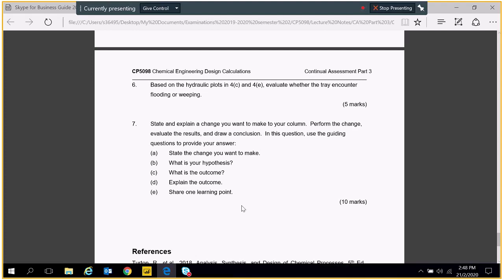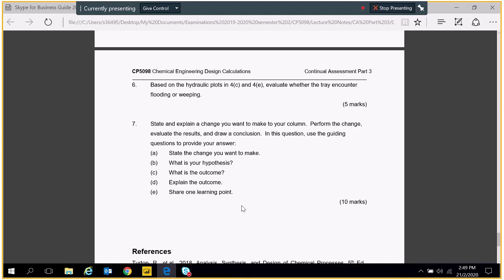We want to change the design objective from 96 mole% benzene to 98 mole% benzene. So we increase the purity from 96% to 98%. So what is your hypothesis? Your hypothesis could be condenser heat duty increase, reboiler heat duty decrease.